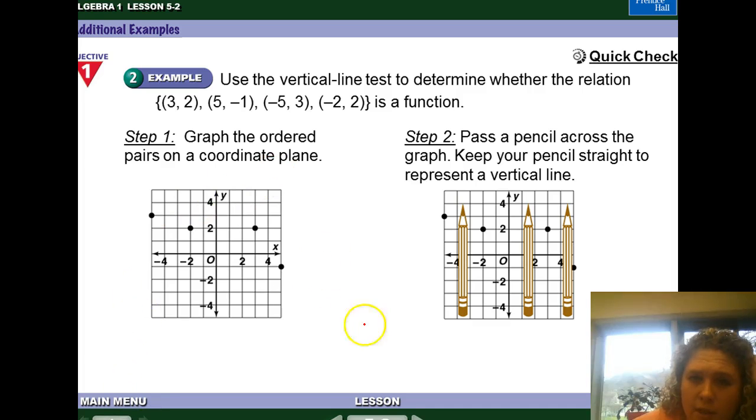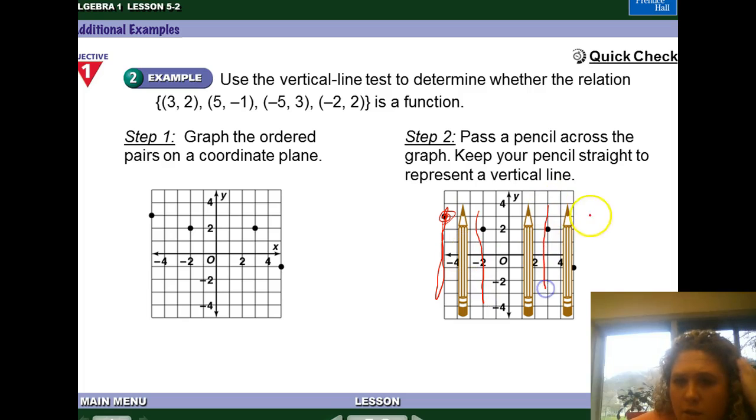Next, you're going to take your pencil and pass it through and see if there are more than one spot that this pencil goes through at any given time. So if we put the pencil through here, it only hits the one spot right here, so it works so far. As you see, as you're going through, there's only one line here, here, and here. So this does pass the vertical line test, which means it is a function.